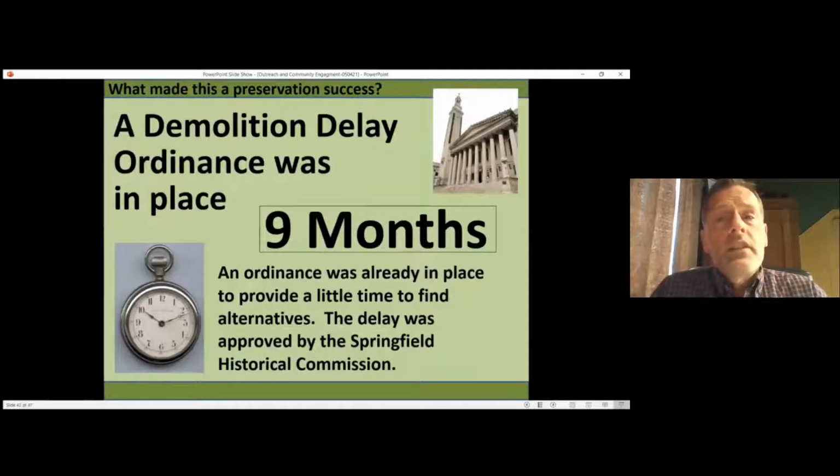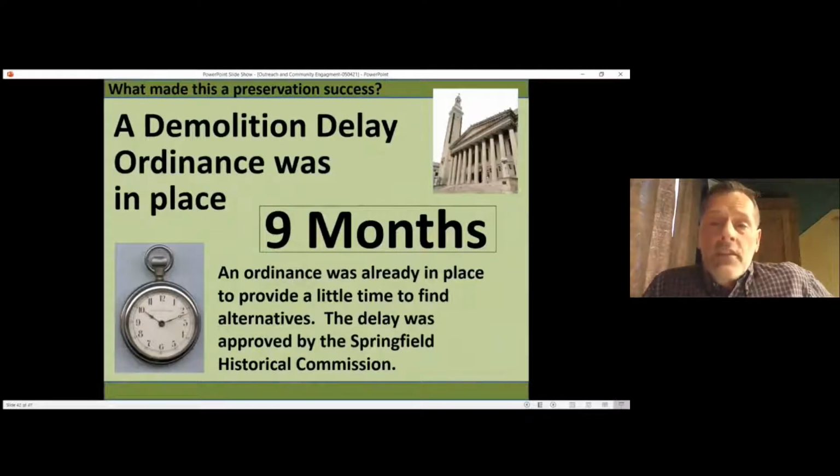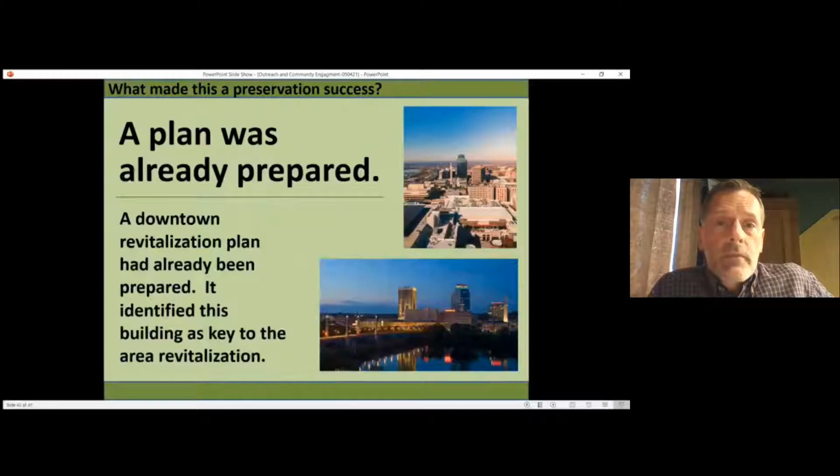The next thing that happened was that there's an ordinance in the city of Springfield, the demolition delay ordinance. That means when something comes in for demolition, there's a 9-month waiting period. The delay was approved by the Springfield Historical Commission, so the owner could not demolish for 9 months. After that, the owner could go ahead and do the demolition, but at least there was a little bit of waiting time to think about some other options.